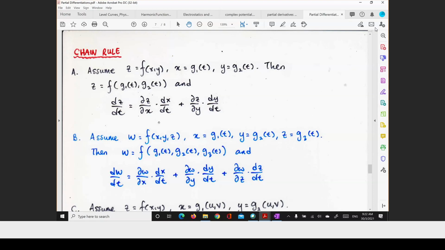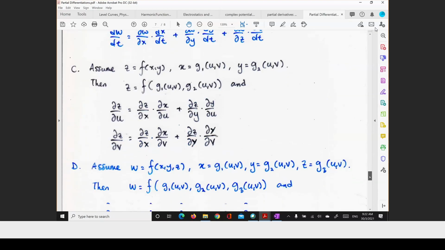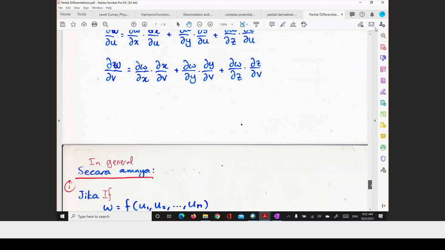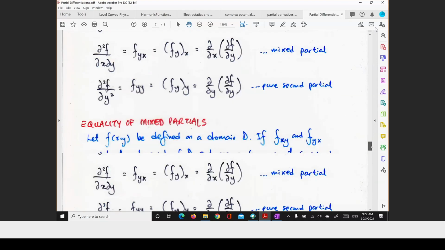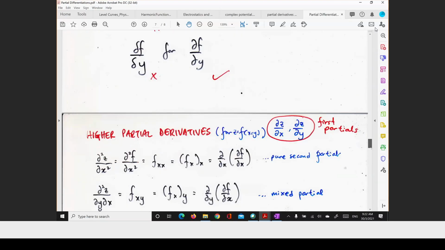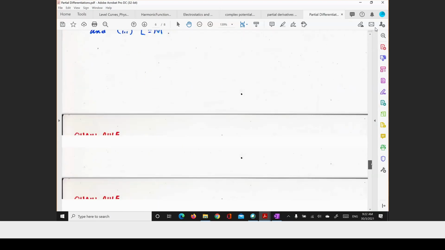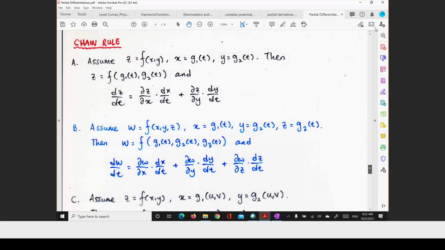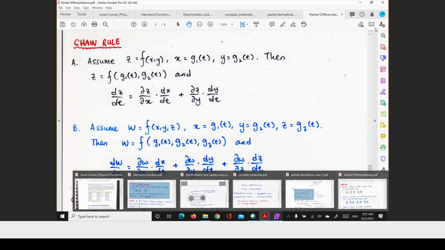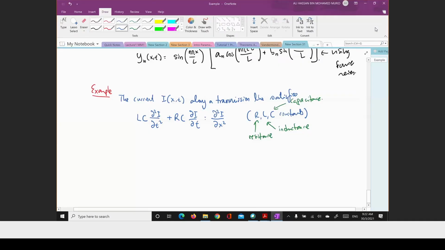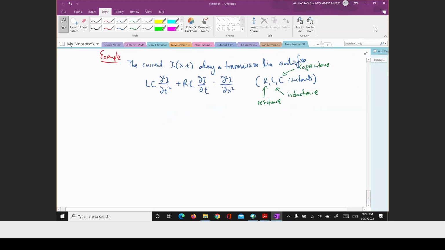There are other cases as well: case A, case B, case C, and case D. So let's look at this case by case. I cannot scroll this up and down. Oh yeah, okay.